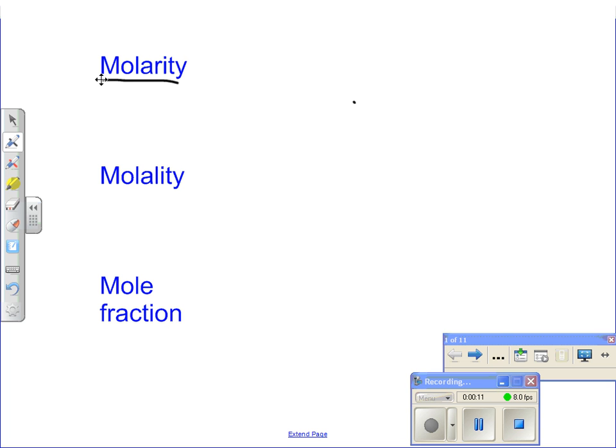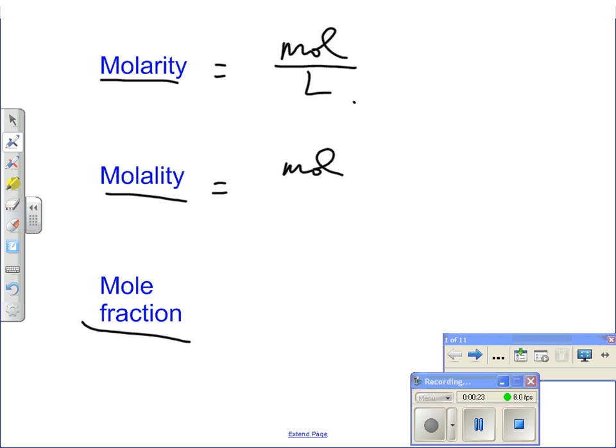There's three major ways we measure concentration in chemistry. First one is molarity. Molarity is going to be moles over liters. Moles of solute over liters of solution. Should know that already. Molality, if you remember, is moles over kilograms. It's moles of solute over kilograms of solvent. So that's the difference really.